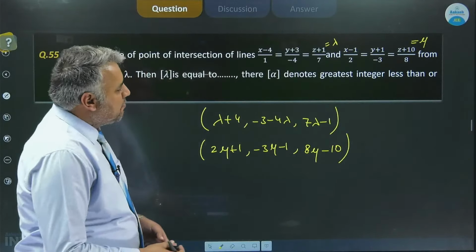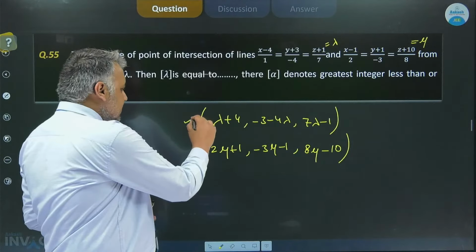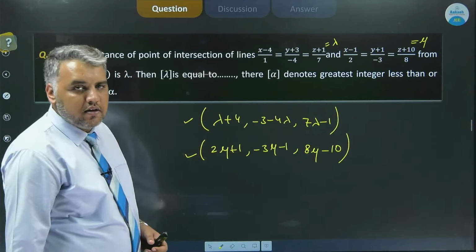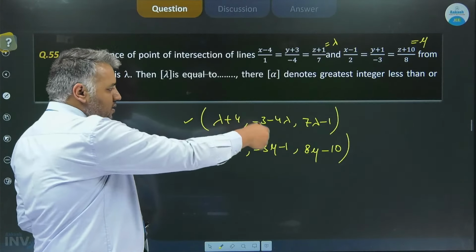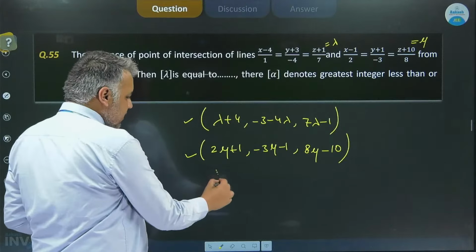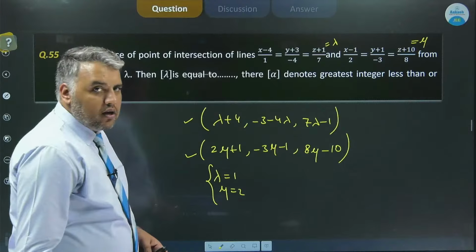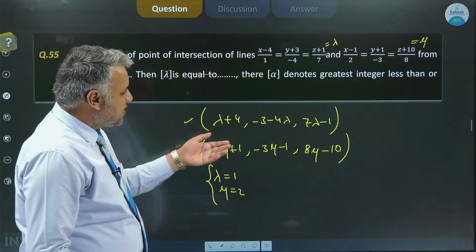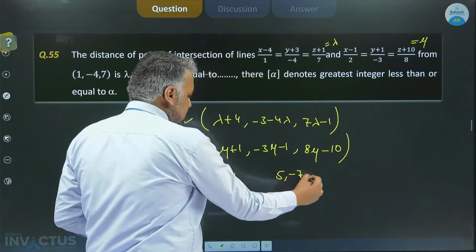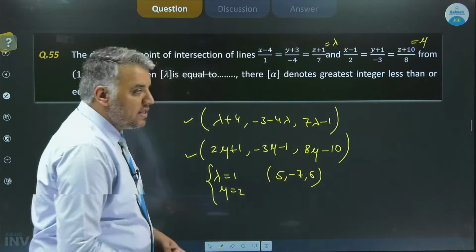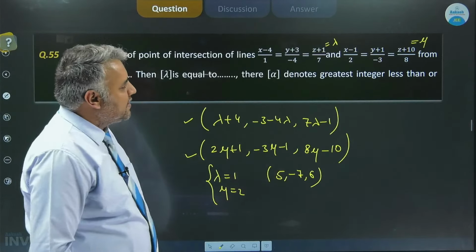Now if we are saying that both the lines have a common point, if the lines are intersecting, then for some lambda and mu, these will be the same points. So you can equate and solve for lambda and mu, you will get that lambda is equal to 1, mu is equal to 2. For these values of lambda and mu, these will be the same points, and the common point on the lines will be 5, -7, 6. You can check by putting lambda is equal to 1 or mu is equal to 2. So this is the point of intersection of these two lines.